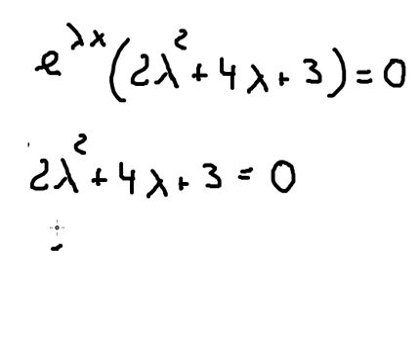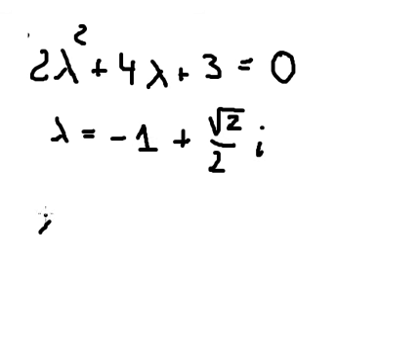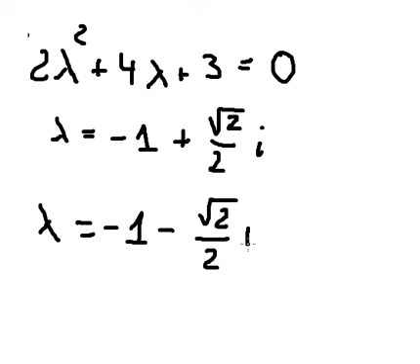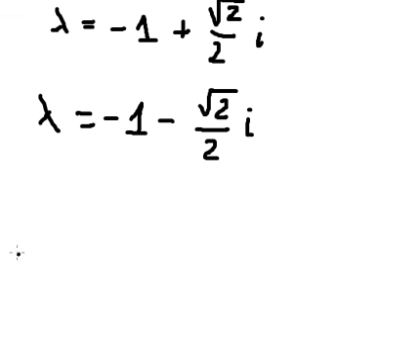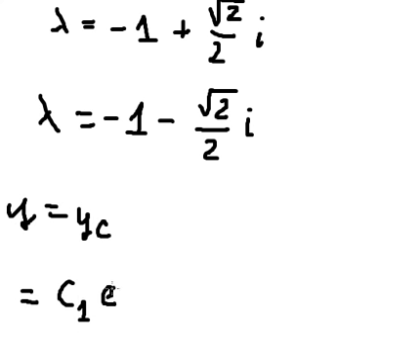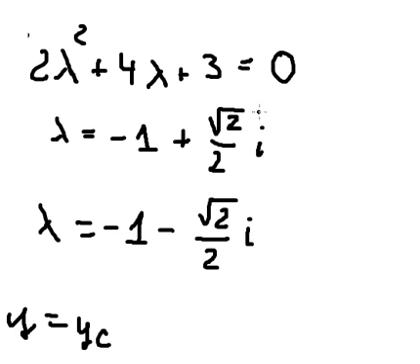So for this one, we will have lambda equals negative 1 plus the square root of 2 over 2, and lambda equals negative 1 minus the square root of 2 over 2, and we put i in here. So we have y equals yc, and this one we have c1 e to the power of lambda s. Now we need to change lambda into this one.